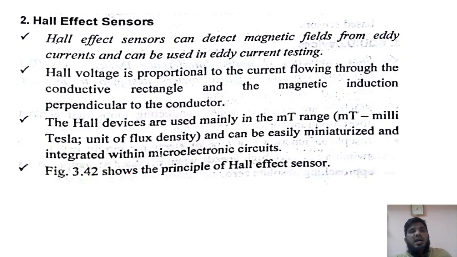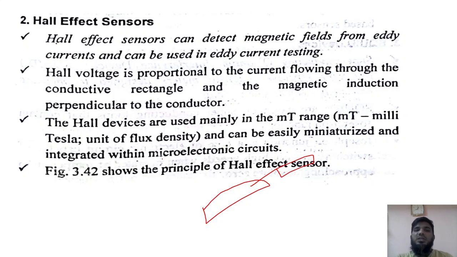Next is Hall effect sensors. Hall effect sensors can detect the magnetic field generated because of the eddy currents and can be used in eddy current testing. Hall voltage is proportional to the current through the conductive material and the magnetic induction perpendicular to the conductor. For example, if you have a primary coil, and you send a voltage to it, because of the current a magnetic field is generated, and because of that the secondary coil gets magnetized. That is the magnetic induction perpendicular to the conductor.